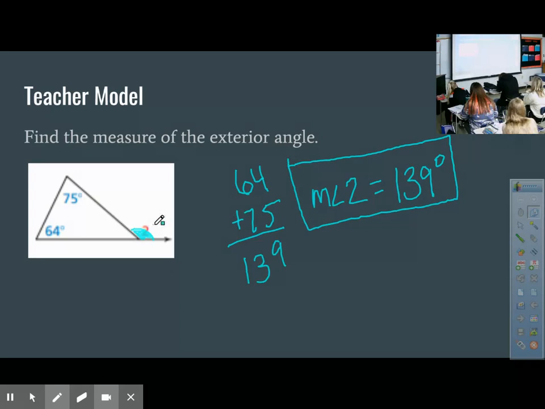And it didn't say anything about classifying the angle. If I did, I could do 180 minus 139, and that would give me 41. So this angle would be 41 degrees. And they're all three acute, so that would be acute.